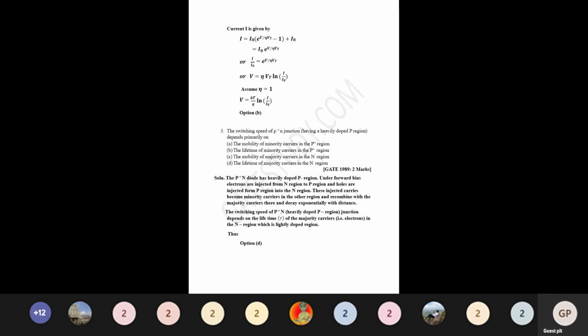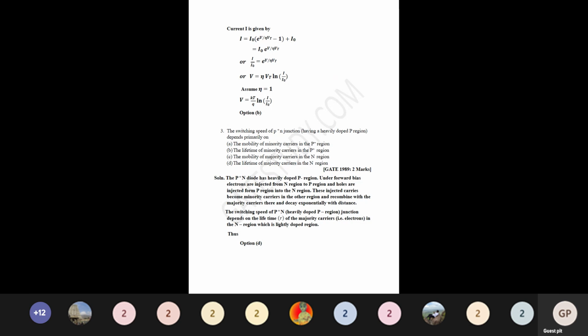The switching speed of a P plus N junction having a heavily doped P region depends primarily on: the mobility of minority carriers in the P plus region, the lifetime of minority carriers in the P plus region, the mobility of majority carriers in the N region, or the lifetime of majority carriers in the N region.